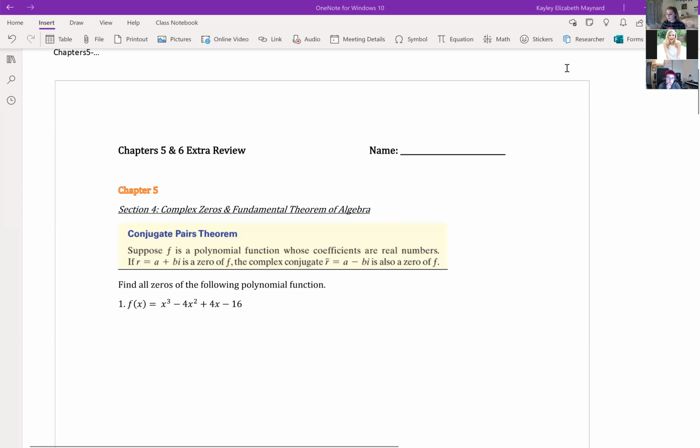Okay, so the first thing that I have on here is chapter 5, and I took your guys' input and suggestions, and I just went for sections 4 and 5. Seemed like what most people wanted to see. So the first section we're going to do is section 4, complex zeros and the fundamental theorem of algebra.